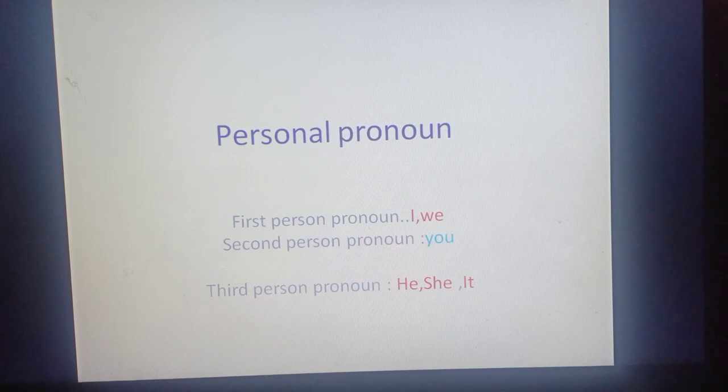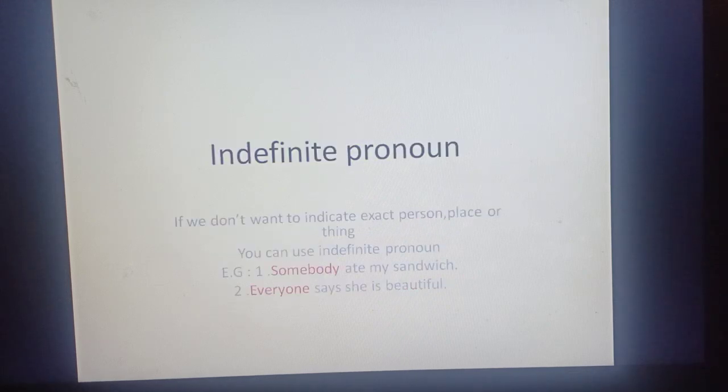Personal pronoun. It's of 3 types. First person pronoun, second person pronoun, and third person pronoun. So the first person pronoun, as the name suggests, includes the person who is talking himself, which is I, we. Second person, the person in front of you. Example, you. Third person, somebody who is not in the situation at the present moment, and is a third person as the name suggests again. Example, he, she, it.